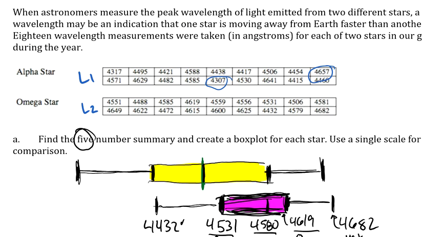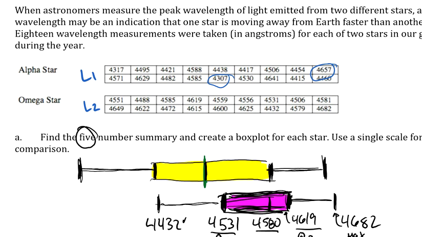And if I interpret this, it says a lower wavelength may be an indication that one star is moving away from the Earth faster. So that means because the alpha star has, in general, the lower wavelength measurements, they're on average lower. This one would tend to be moving faster, right? A lower wavelength may be an indicator that one star is moving away from the Earth faster than the other.